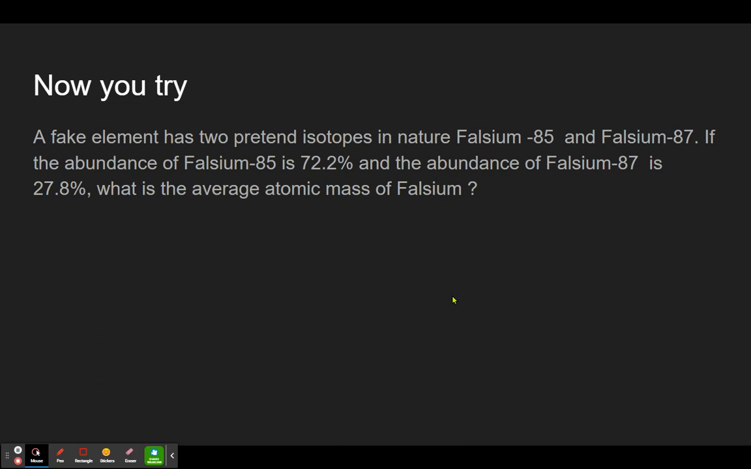Okay, now that you've had a chance to answer the question, let's go ahead and take a look. If I take the mass number of falcium, 85, and multiply by the percentage, 72.2%, changed to a decimal, I will get this contribution to the mass. The mass, 87 times 0.278, will give this contribution to the mass. When I add together, I will get 85.556. Since my least accurate decimal is carried to two places, I would record this as 85.56.